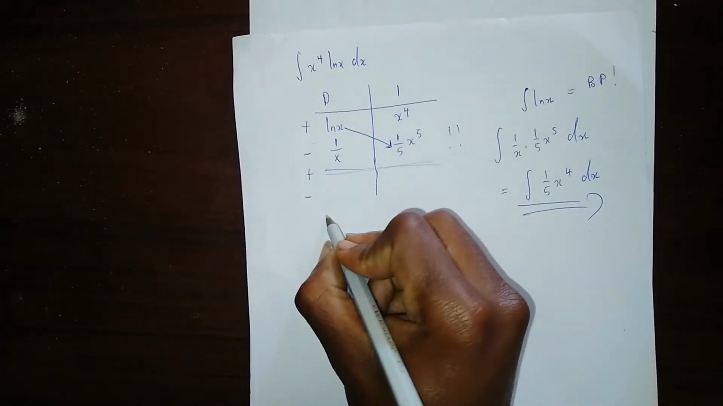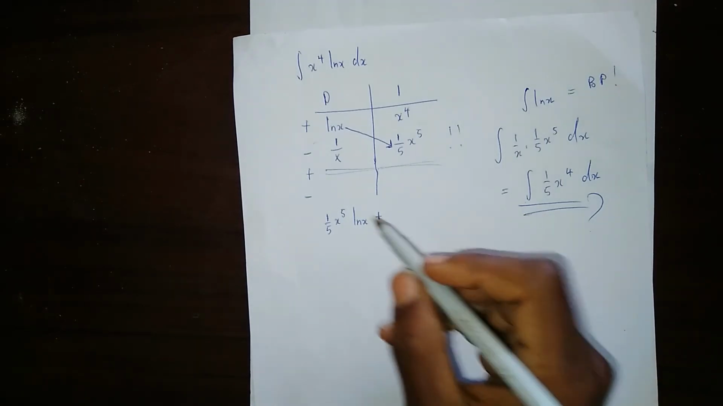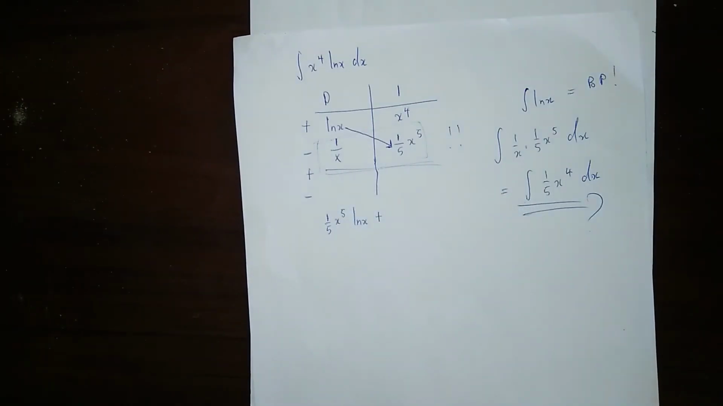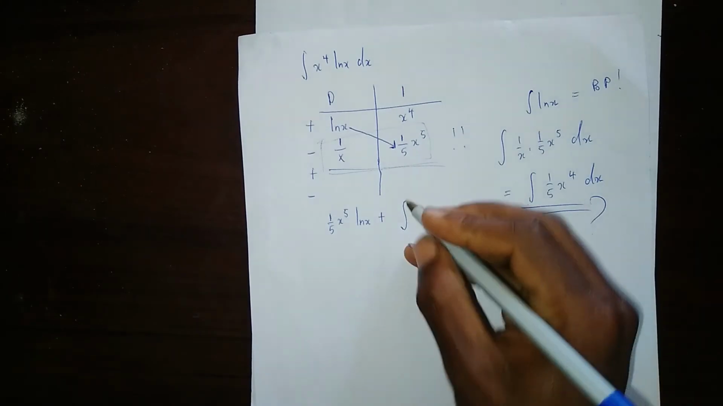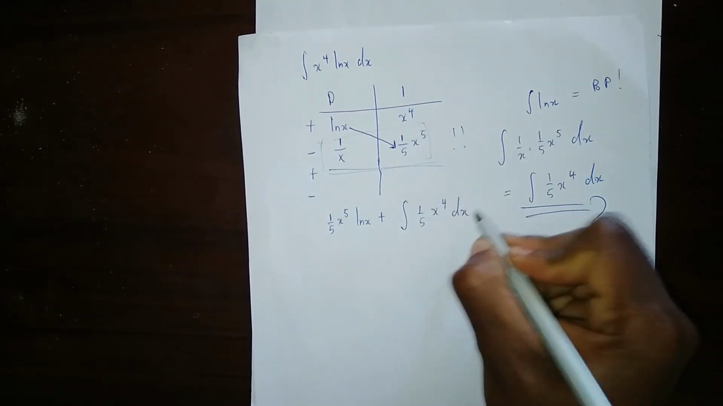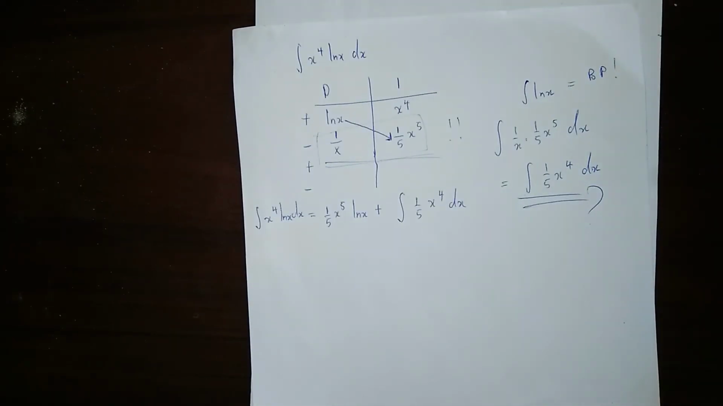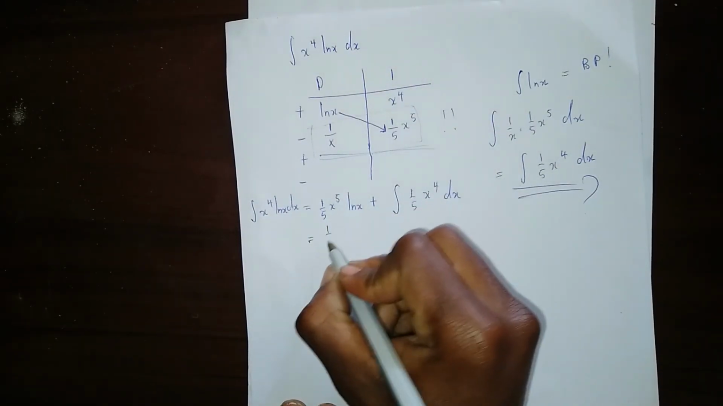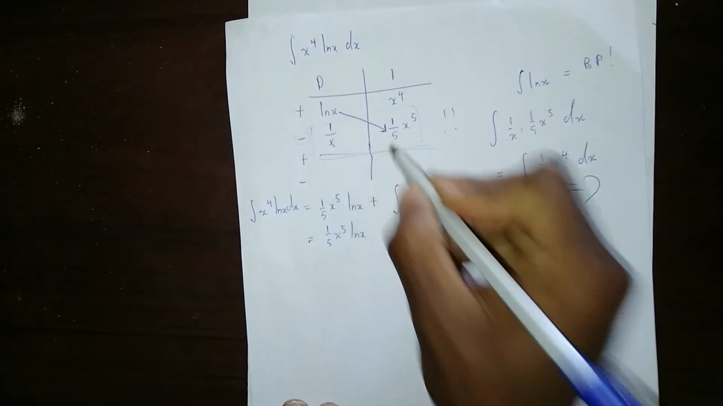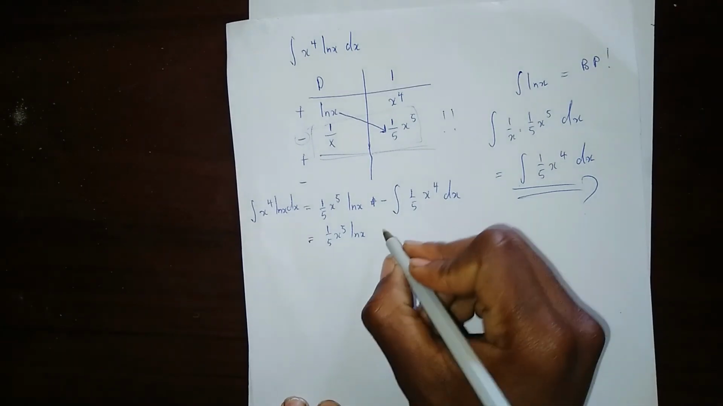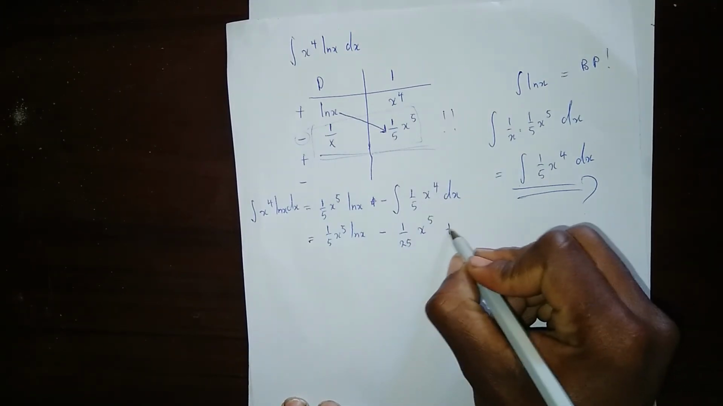As usual, we are going to say 1 over 5 x to the power 5 ln x plus. Now the next thing is to integrate the row. This is the row in which we stopped. We are going to integrate this row, which is 1 over 5 x to the power 4 dx. So the integral of x to the power 4 ln x dx is equal to this. It's now easy. You continue: 1 over 5 x to the power 5 ln x. Oh, sorry, there's a negative here, since we are alternating negative and positive, so it becomes negative. You integrate this one, plus 1, that's 1 over 25 x to the power 5 plus c.